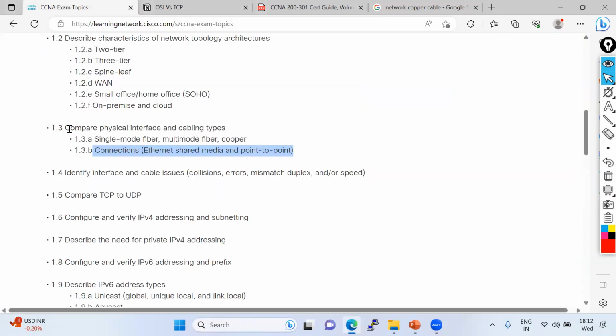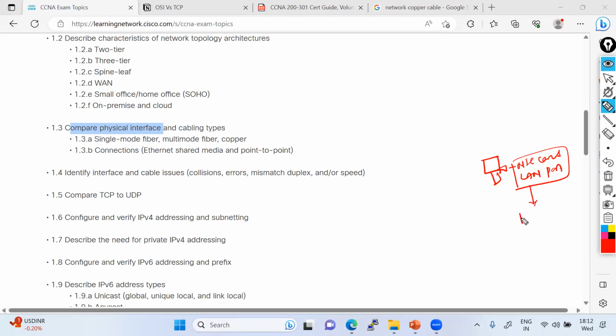First we understand the physical interface and the cable type. A physical interface is something on any device, might be your PC. Your PC has a NIC card, and we have the LAN port. This is known as the PC physical interface, right? This is the PC physical interface.